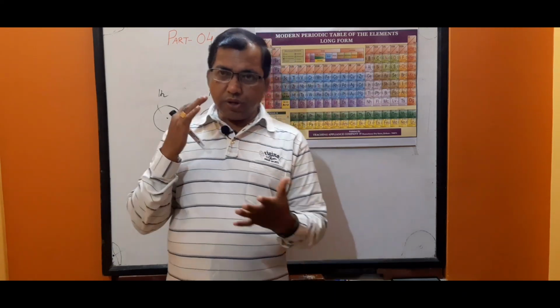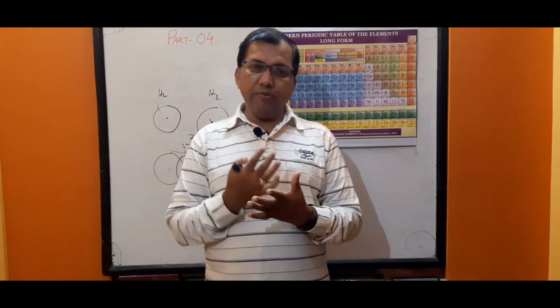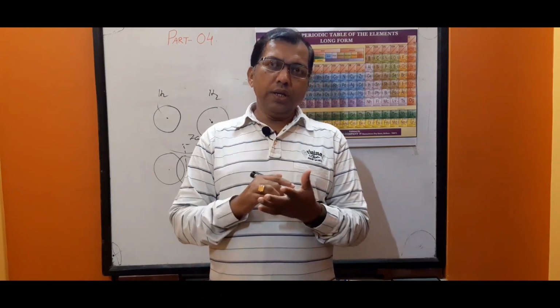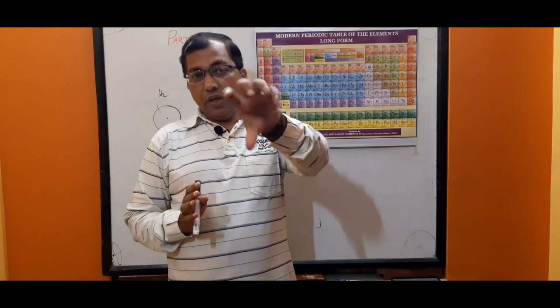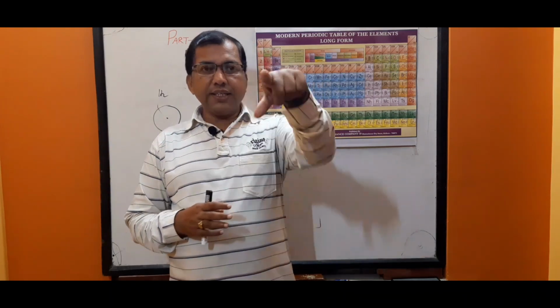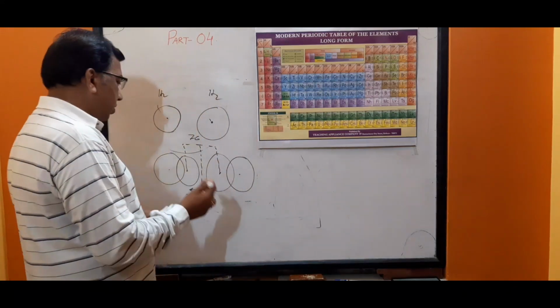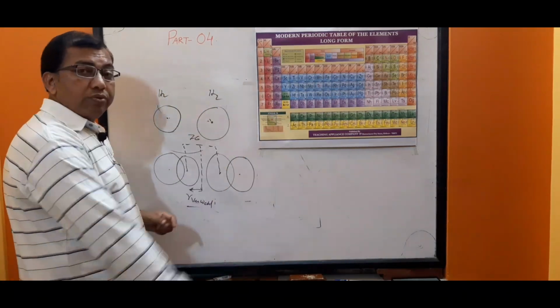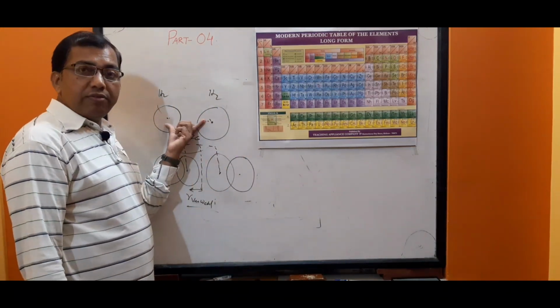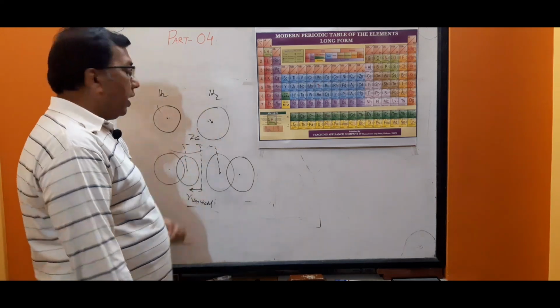Noble gases do not form any bond, so they can never have a normal covalent radius. The noble gases do not have any covalent radius. In that case, they have van der Waals radius: the distance between the two atoms divided by 2. This is the van der Waals radius in the case of noble gases for any two atoms.